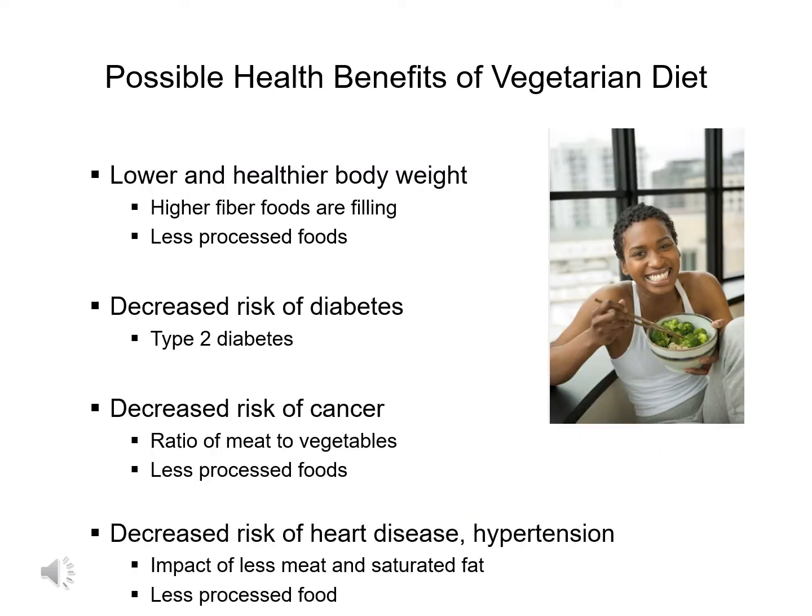Many health organizations are recommending that we don't necessarily follow a strict vegetarian diet, but that we incorporate more plant-based foods. And many studies have shown that there are definitely health benefits associated with this type of dietary guideline. Lower and healthier body weight may result, a decreased risk of diabetes, specifically type 2 diabetes, which we'll discuss in more detail in chapter 18, a decreased risk of certain types of cancer, as well as a decreased risk of heart disease, cardiovascular disease, as well as hypertension.